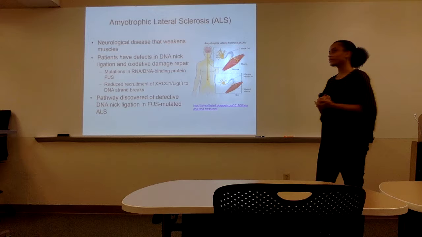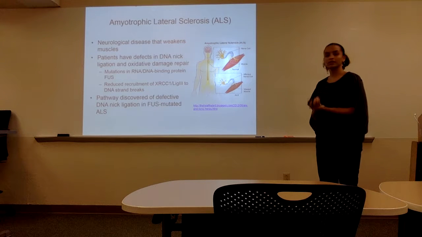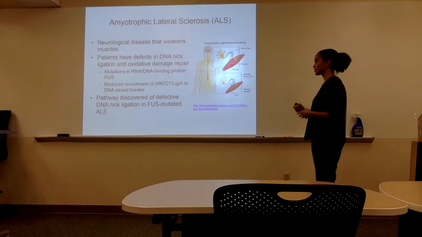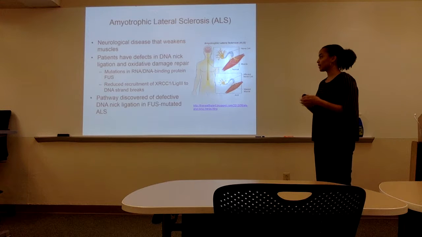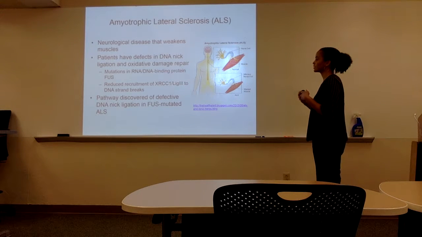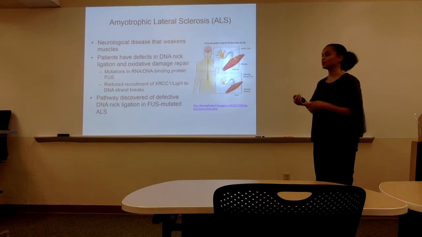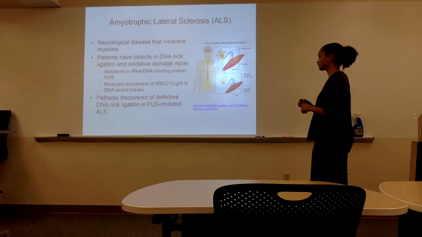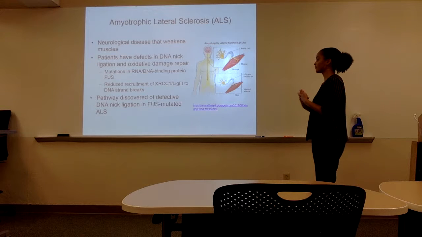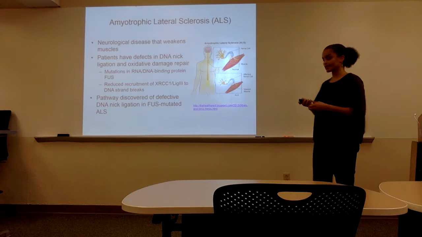So in this paper, the ALS patients have defects in DNA nick ligation and oxidative damage repair. And how this happens is that there are mutations in the RNA DNA binding protein FUS. These mutations can lead to reduced recruitment of XRCC1 and LIG3 to DNA strand breaks. So what they found in this paper is that a pathway was discovered of defective DNA nick ligation in FUS mutated ALS.